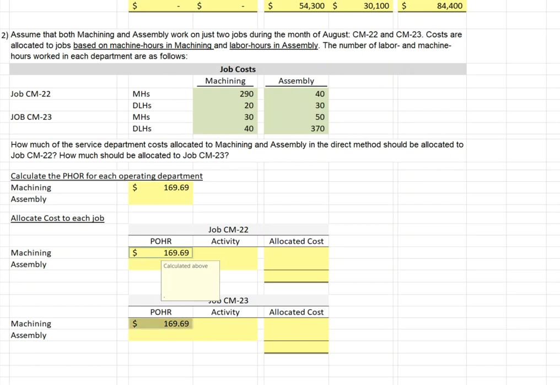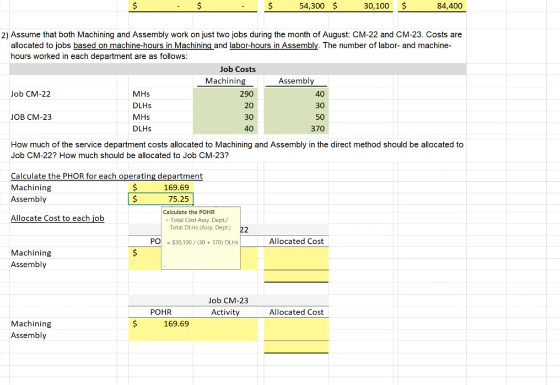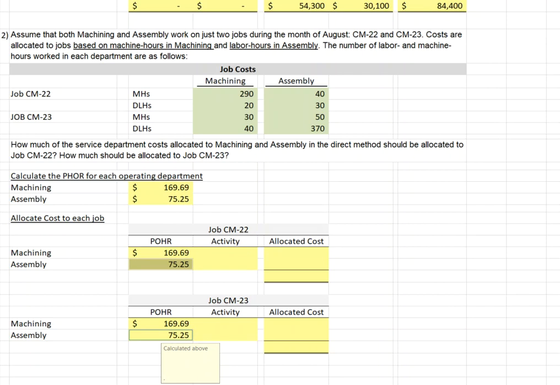Next, we calculate our predetermined overhead rate in our assembly department. We take the total cost in the assembly department, which was $30,100, divided by the total number of direct labor hours worked in the assembly department. That was the 30 direct labor hours worked on job CM22 and the 370 hours worked on job CM23. So we take 30,100 divided by 400, and we get a predetermined overhead rate of $75.25. We'll use that rate to allocate costs to each job for time spent in the assembly department.